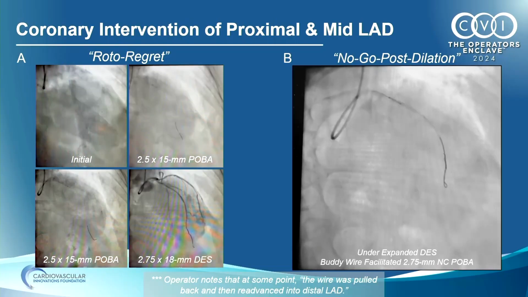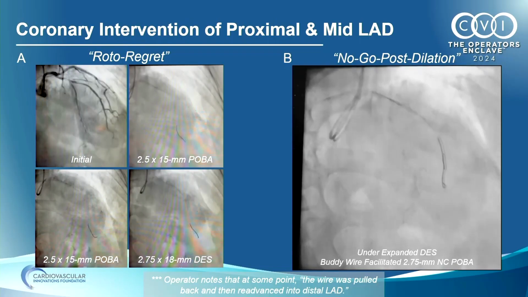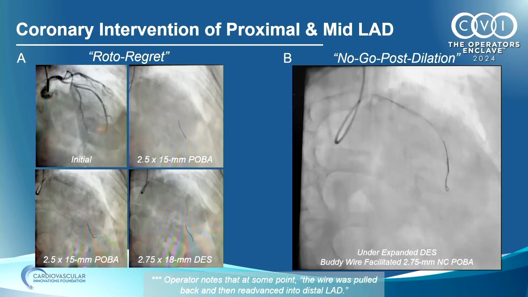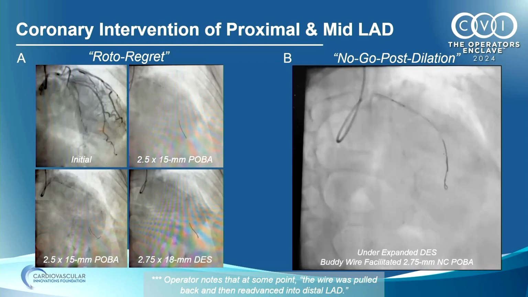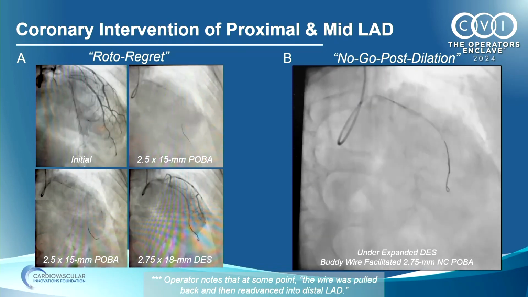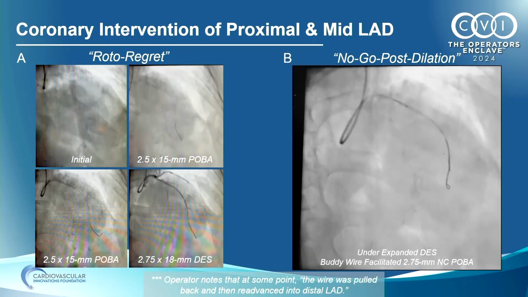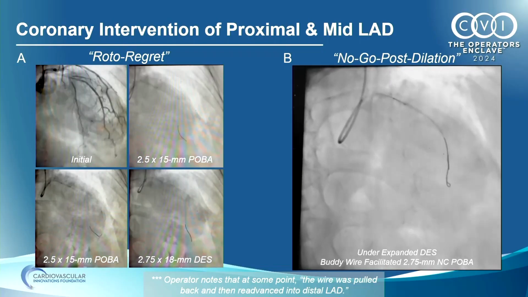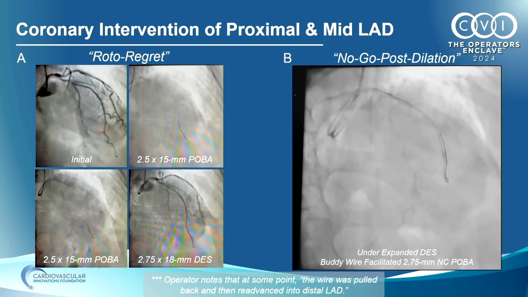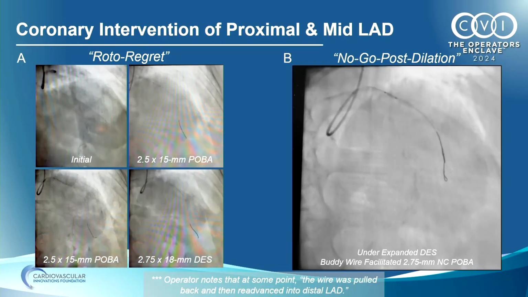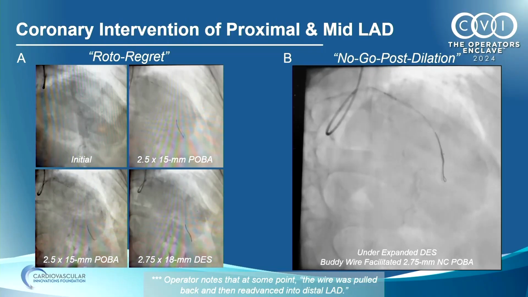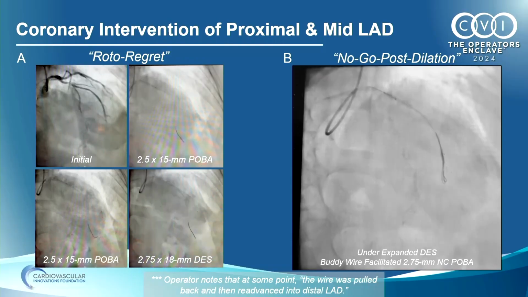And then looking at panel B, I sort of call this no-go post-dilatation. Along the original wire, it was mentioned in the narrative report that the wire was pulled back and then re-advanced into the distal LAD. And over that same wire, additional equipment was passed into the distal LAD, looking to post-dilate that underexpanded portion. The operator at this point decided to use a buddy wire to try to, again, facilitate or massage additional equipment, and was still incapable of doing so.